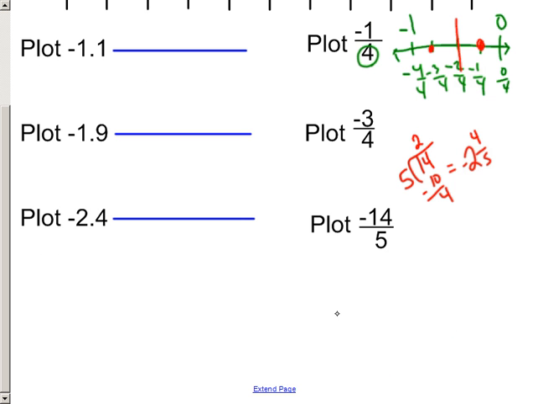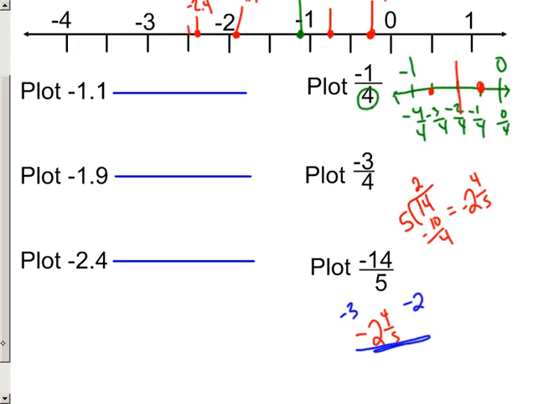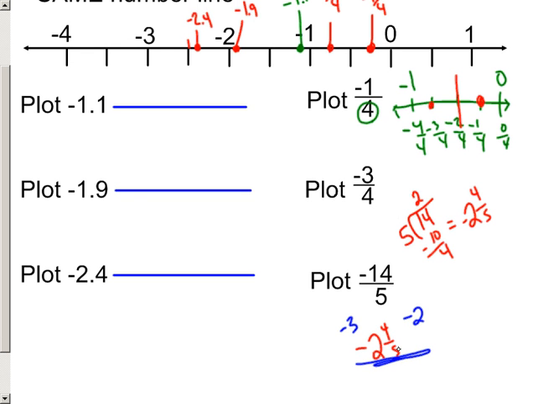So let's extend the page down here a little bit. If we're trying to figure out how to graph -2 and 4/5, -2 is going to be on the right side, -3 is going to be on the left side. It's somewhere in between those. And if you're going, why is -2 on the right side? Take a look at your number line. Here's -2, here's -3. -2 and 4/5 is counting up like this. From -2, -2 1/5, 2/5, 3/5, 4/5 is probably going to be right there.